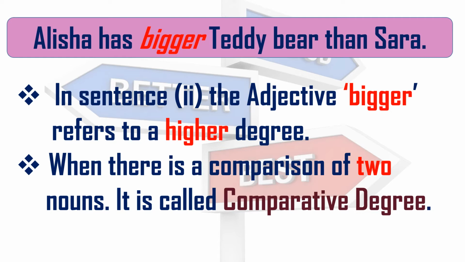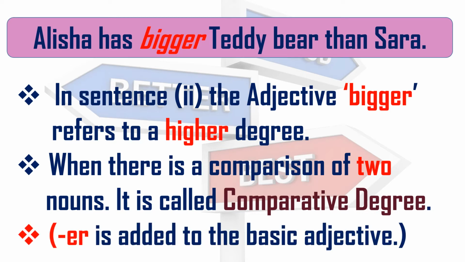When we are comparing two things, then it is called a comparative degree. When we are not comparing anything, that is positive, and when we are comparing two things, it is called the comparative degree. And when we write the comparative degree, we use ER. See here, big, and for that we have added ER. Okay, bigger. So ER is added to the basic adjective. Now there is one more G. I am going to explain that rule in the next few moments.